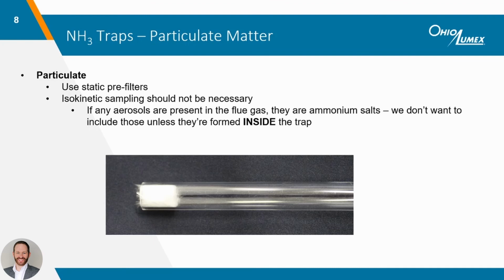onto fly ash. However, it is important to mention here that ammonium salt aerosols will form inside the trap on the surface of the glass due to the low trap temperature. Condensed ammonium salts will be analyzed along with the rest of the trap, and the ammonia mass is included in the total measurement since it was originally vapor phase ammonia before it condensed in the trap.